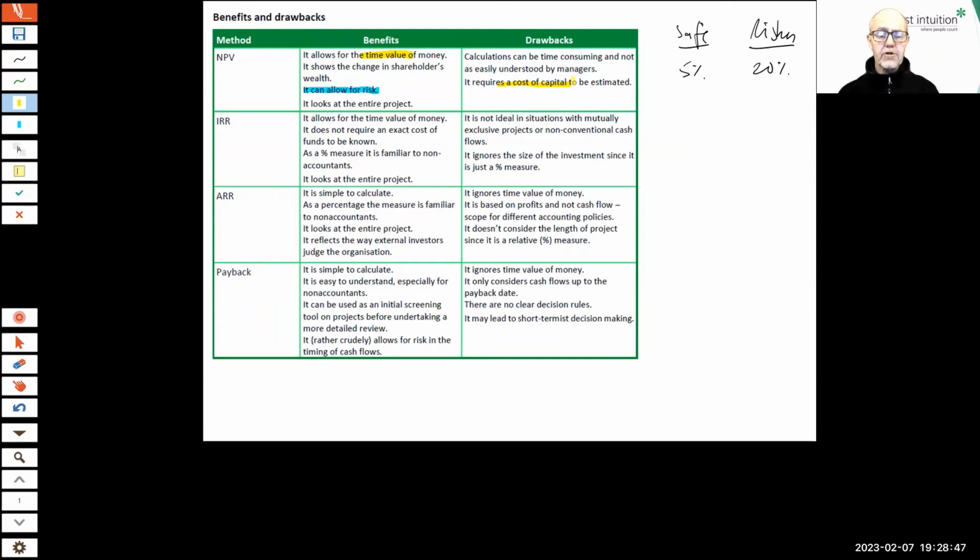Doesn't require an exact cost of funds to be known. Well, yes, in that we don't need a cost of capital. We would actually use a range of different cost of capital figures, as we said, to estimate it.